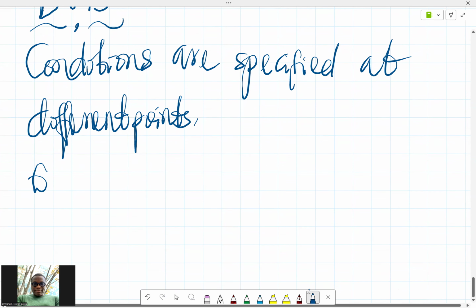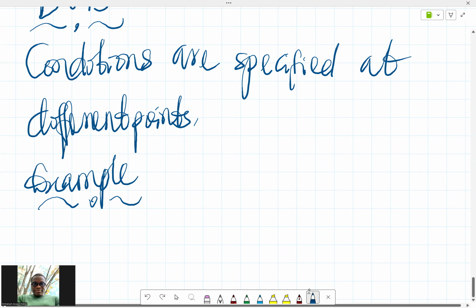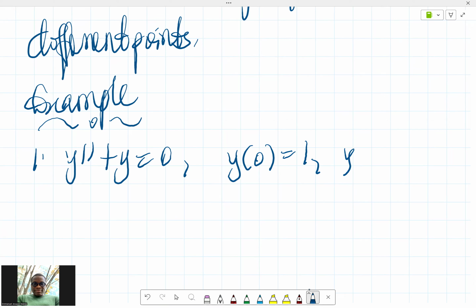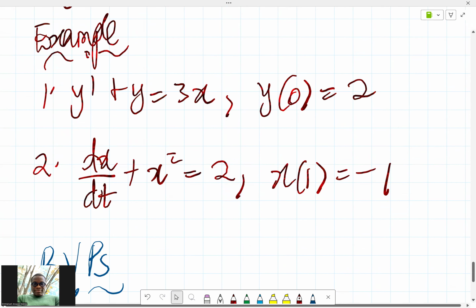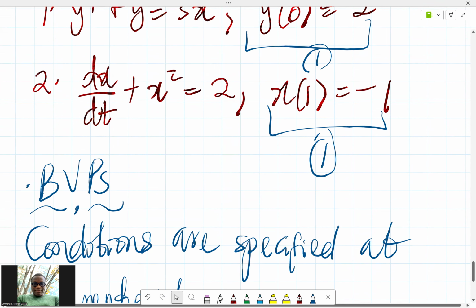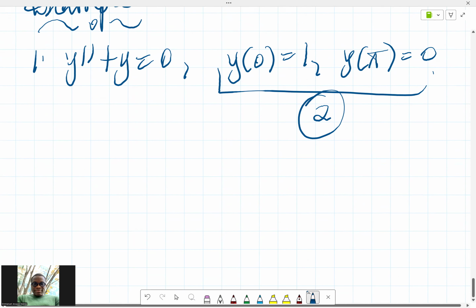A very good example would be y'' + y = 0, and then you have the condition y(0) = 1. That's one condition. And you have y(π) = 0. So you have two conditions here. Don't forget, here you have just one condition, and this is another one condition. But here you have two conditions. You can even have more than two. So that'll be a boundary value problem.